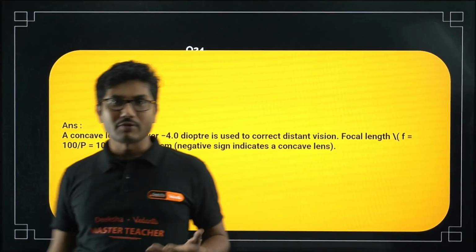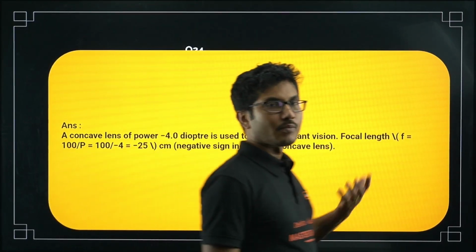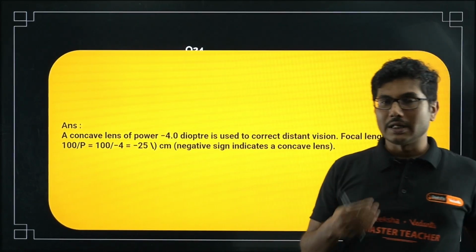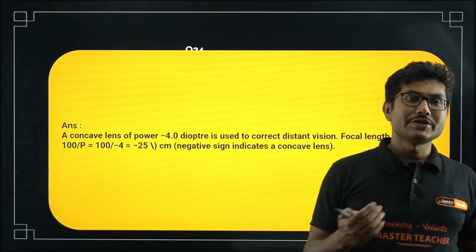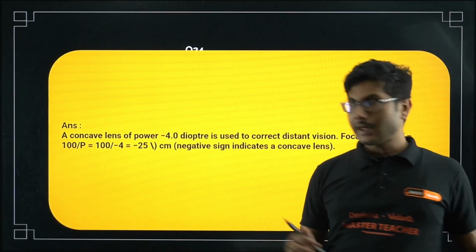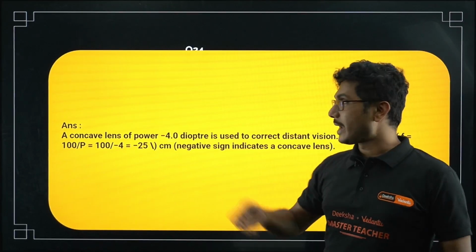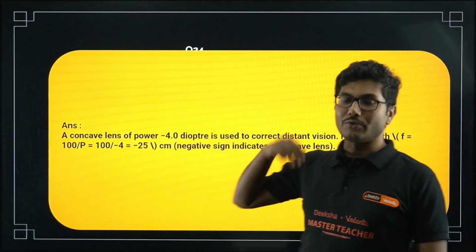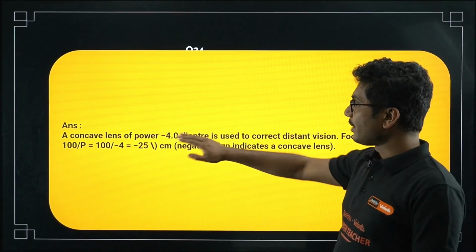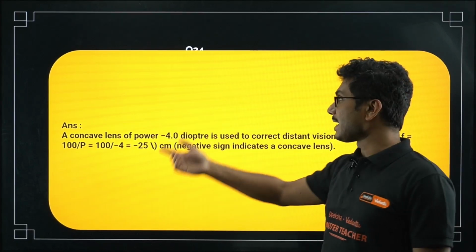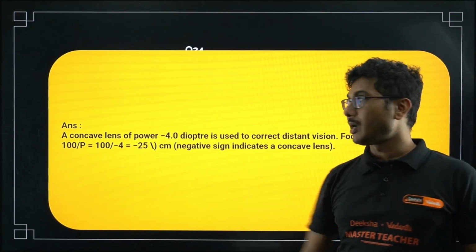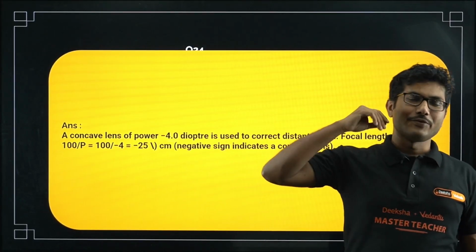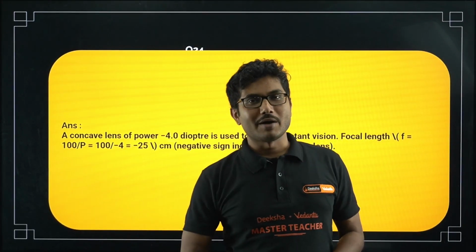Whenever you are suffering from, say, myopia, that means you cannot see distant objects clearly, and distant vision is blurred. To correct that distant vision, we use a concave lens. How do I know that -4 is a concave lens? Because of this negative sign. A negative sign means the focal length of the lens is negative, so it is a concave lens. A concave lens has a negative power, a convex lens has a positive power. So if you are wearing specs like me, and you are not able to see distant objects, then your power will be negative.